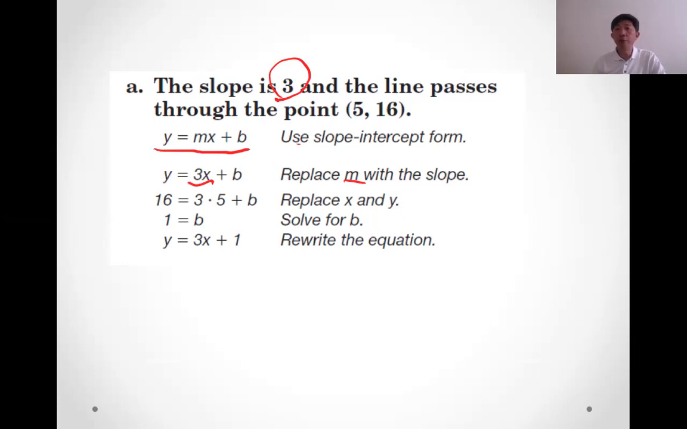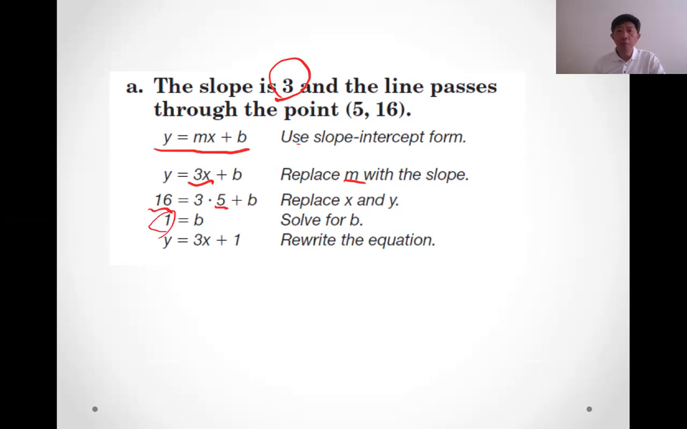Next, we have to figure out what b is. B is the intercept. Since we know the line passes through (5, 16), we replace x and y with 5 and 16. So put in 5 for x and 16 for y. So 16 equals 3 times 5 plus b. Then 16 equals 15 plus b. Then subtract 15 from both sides, so we get 1. So 1 is equal to b.